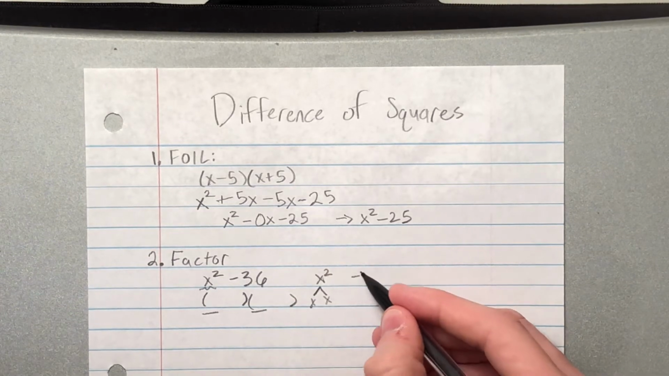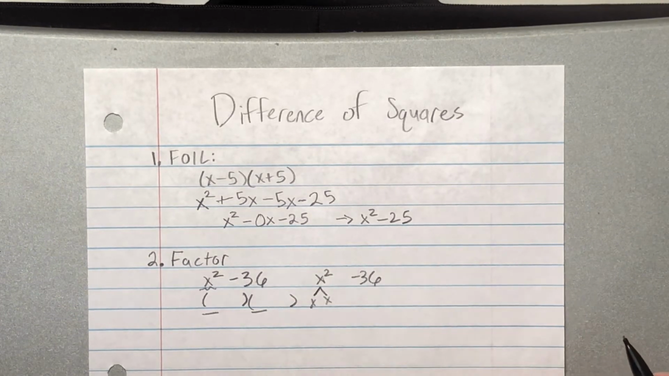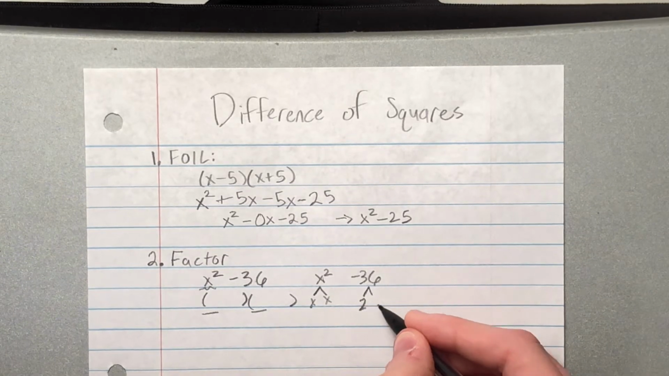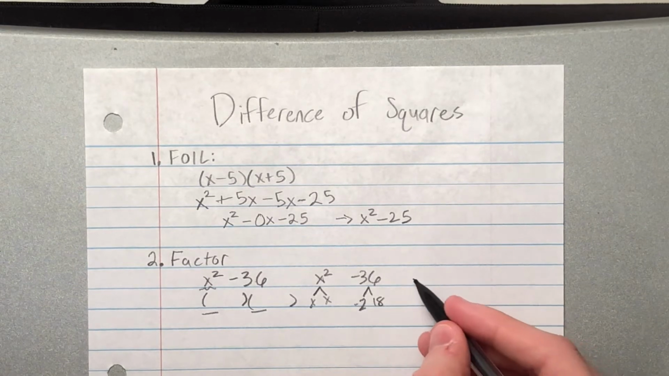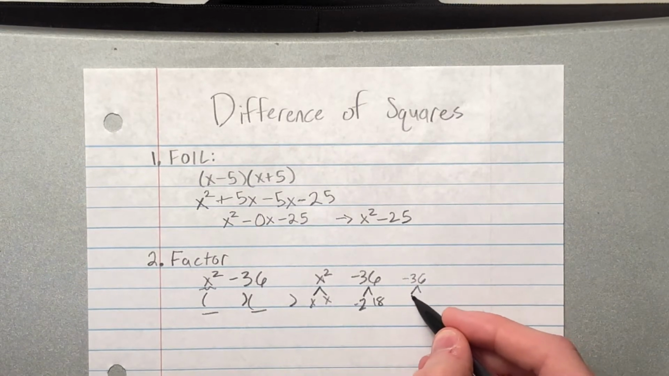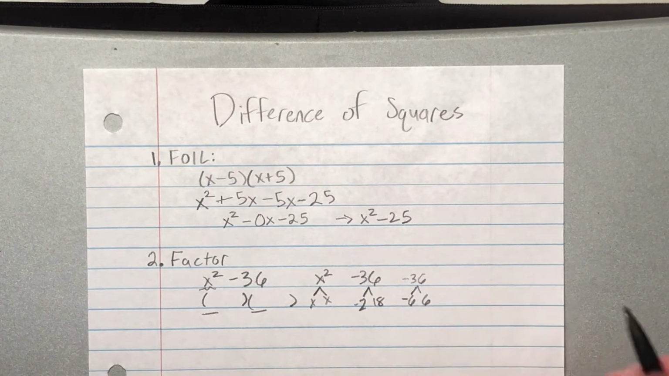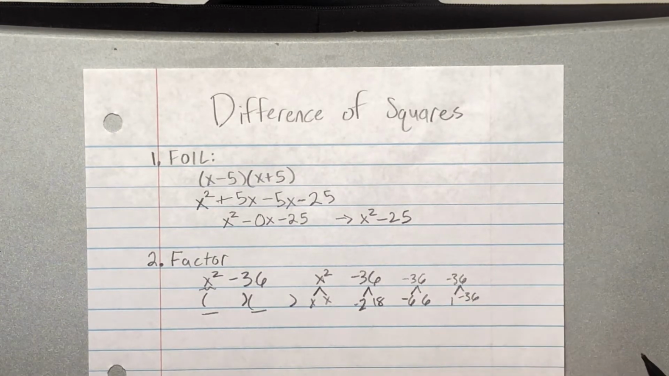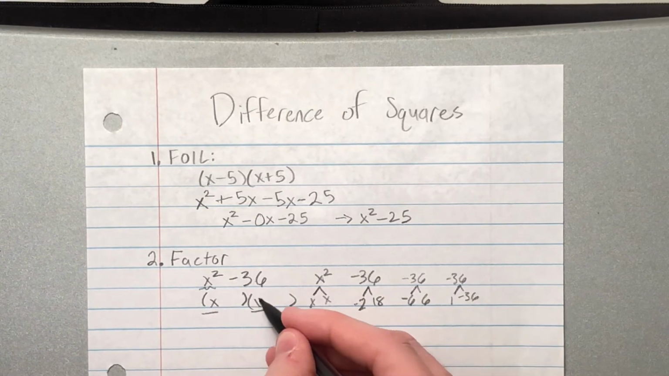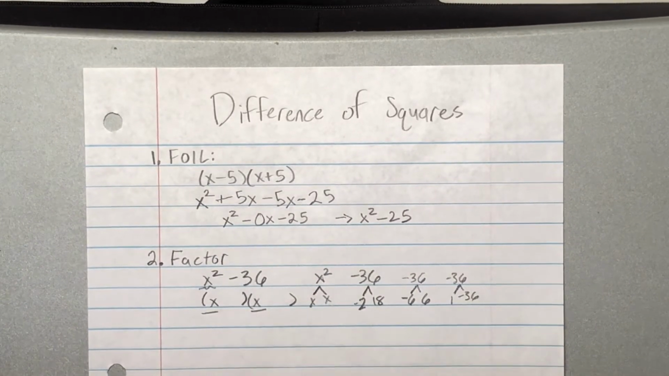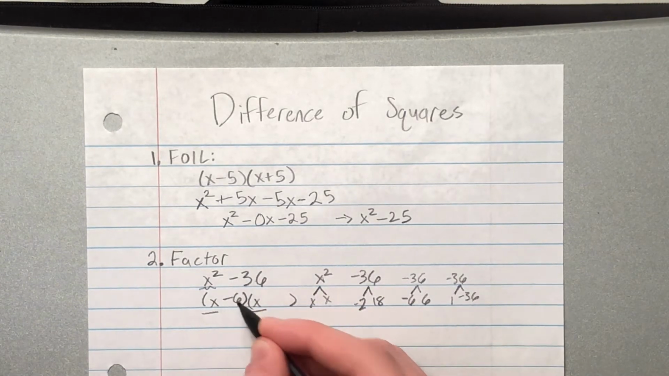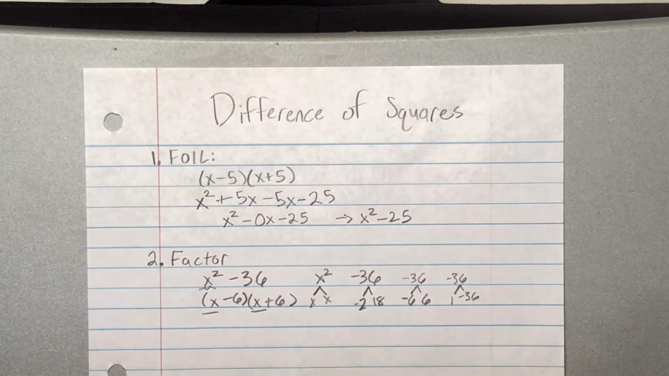And now I need factors of negative 36. So I could maybe have something like 2 and 18 where one of them's negative. I could have 6 and 6 where one of the 6's would be negative. I could also have negative 36 and 1. So let's put in our x and x here. And if it's like our last FOILing problem, let's pick the one that has the same number pair. So let's say I've got 6 and plus 6.